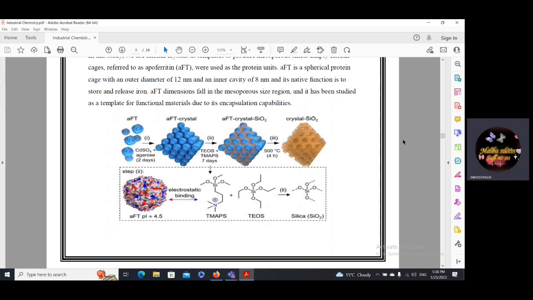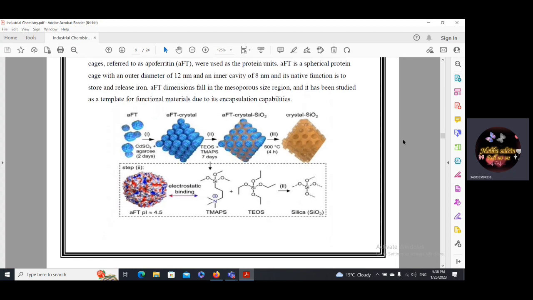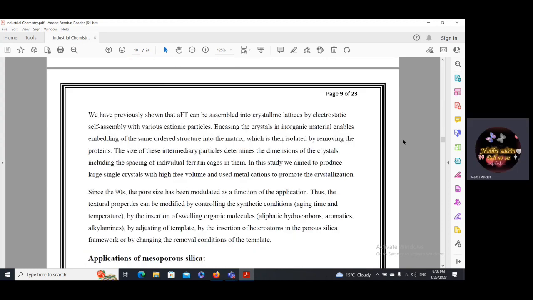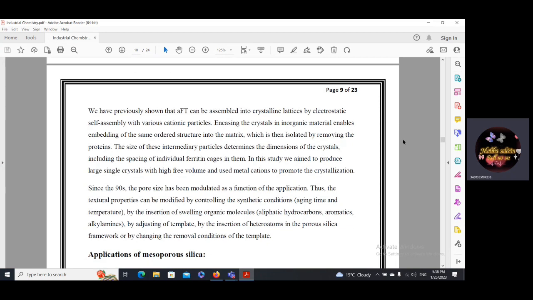Then electrostatic binding, then they have three forms: TMA, PS, and TEOS. Then prepared SiO2. We have previously shown that AFT can be assembled into crystalline lattice by electrostatic self-assembly with various cationic particles. Encasing the crystals in inorganic materials enables embedding of the same ordered structures into the matrix, which is then isolated by removing the proteins. The size of these intermediary particles determines the dimensions of the crystals, including the spacing of individual ferritin cages in them.